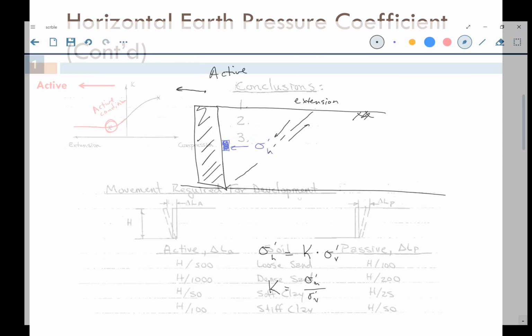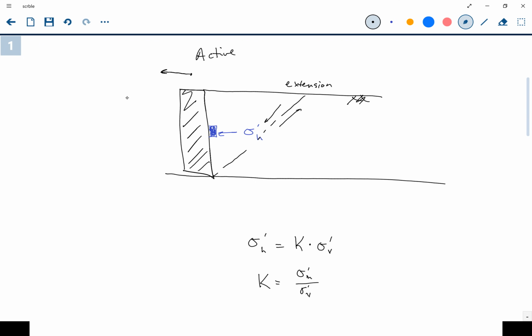So let's go back to our little experiment. Let's change the direction of our loading so that now we're pushing the wall into the soil. By pushing the wall into the soil, that's going to cause our shear forces along that failure plane to look something like this. So now we're in compression along that plane. And we call this the passive condition.